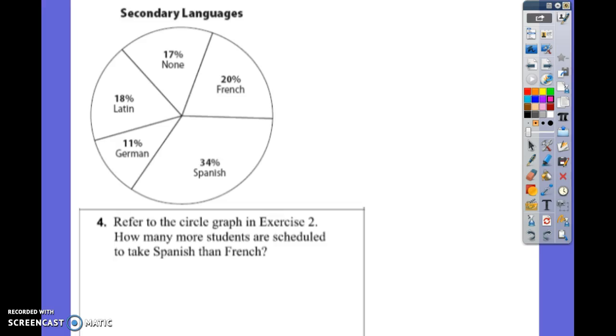Question number 4. Refer to the circle graph in exercise 2, which is the circle graph on secondary languages. How many more students are scheduled to take Spanish than French? So we're going to need to figure out how many students are scheduled to take Spanish. So we have 34%, so that would be 34 over 100 is equal to part over whole.